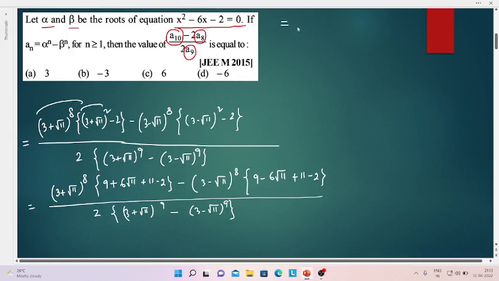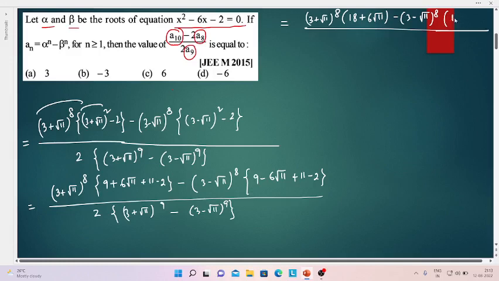So after calculating that part, we'll have (3 plus root 11) to the power 8 times, here you can see 11 minus 2 will be 9, 9 plus 9 will be 18, right? So 18 plus 6 root 11 is there, and minus (3 minus root 11) to the power 8 times, 9 plus 11 minus 2, that is 9 and 9, 18, right? So 18 minus 6 root 11 is there, right?